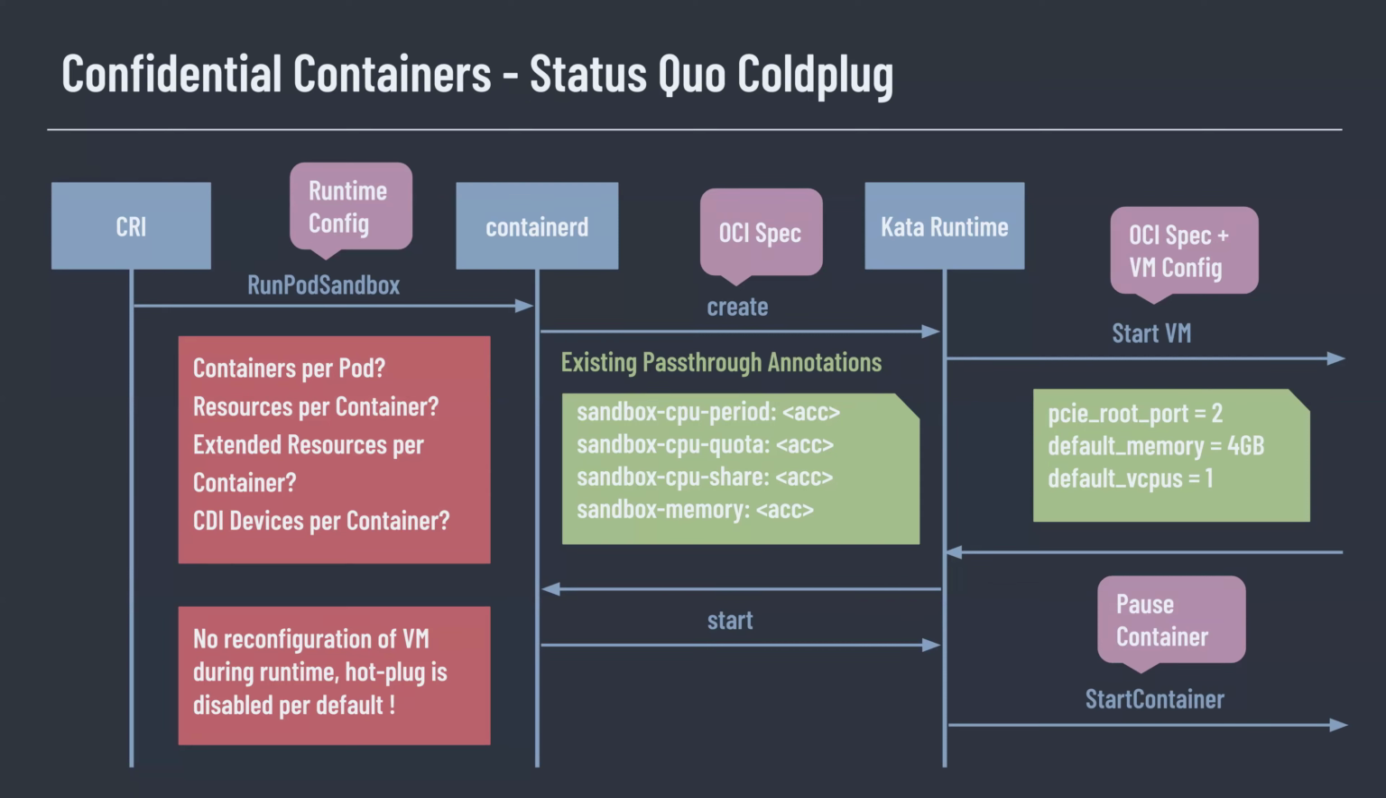We have already existing pass-through annotations in containerd that are accumulating, like the CPU period, CPU quota, CPU shares, and memory. But again, as said before, this should be really the decision of the endpoint, how those things are accumulated with overheads and stuff, be it the Kata runtime or any other sandbox environment, to deduce how much of those resources need to be allocated for the sandbox.